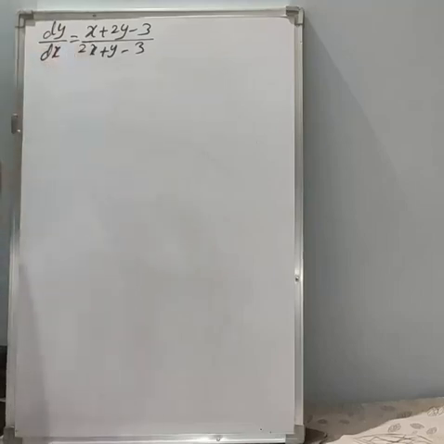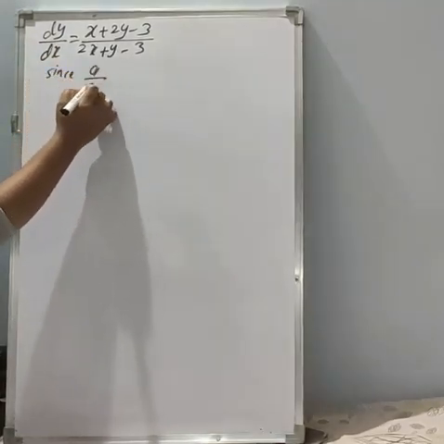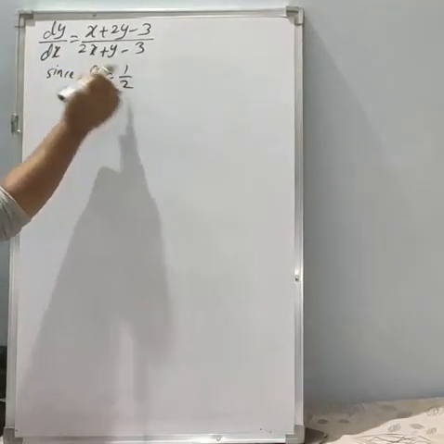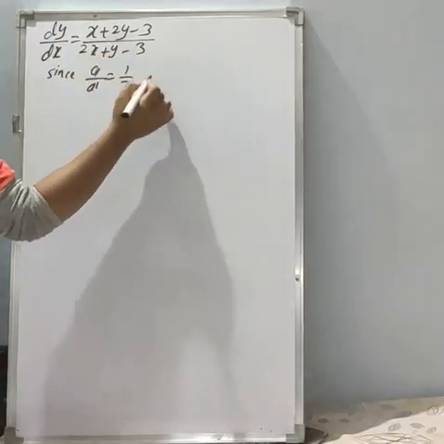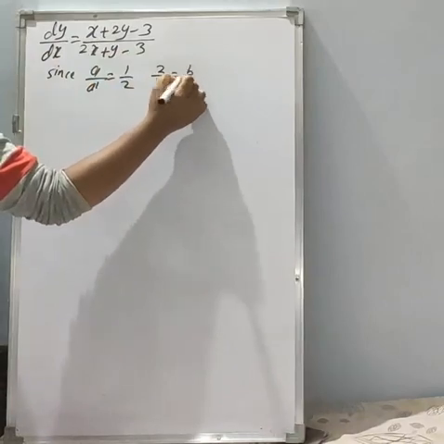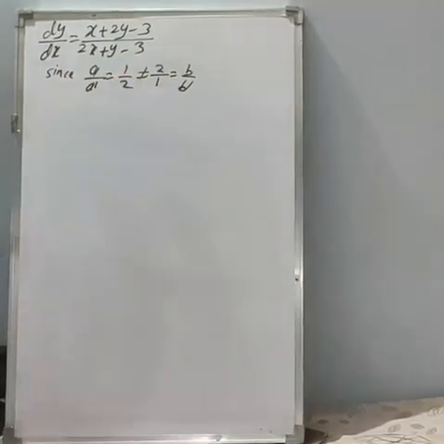Here a divided by a dash is 1 by 2, since a is 1 and a dash is 2. And b divided by b dash is 2 by 1. Here a by a dash is 1 by 2, and here it is 2 by 1. This is not equal, so we have to use the first method only.